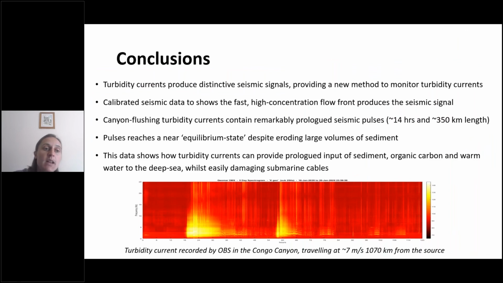So then to conclude, we've shown that turbidity currents produce distinctive seismic signals, and we've provided a new method to monitor turbidity currents in the natural environment. We've calibrated the seismic data with the ADCP data, which suggests that the fast, high concentration front of the flow produces the seismic signal. The canyon flushing turbidity currents contain remarkably prolonged seismic pulses, around 14 hours long and possibly up to 390 kilometers in length. And these pulses seem to reach a near equilibrium state, despite the fact that they are continually eroding large volumes of sediment. So I'll stop there. Thank you very much.